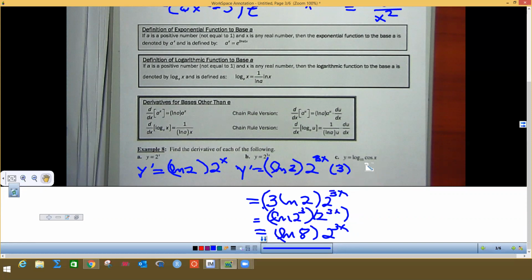So this one is a log base 10. So we're going to do this one right here because it's a log base 10 of cosine of x. So a is 10, cosine x is that u. So when we do this problem, y prime is going to equal, and we're going to get 1 over, and then we got to do the natural log of the base, which is 10.